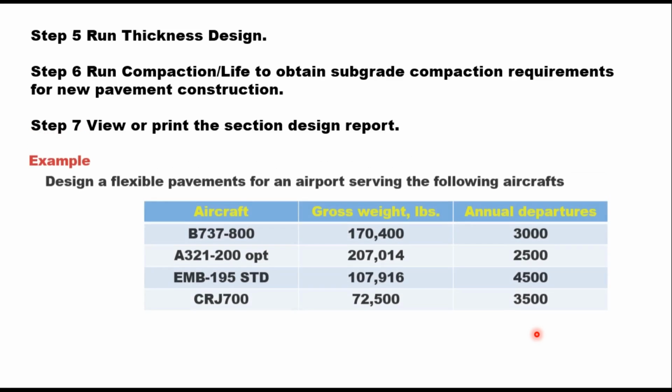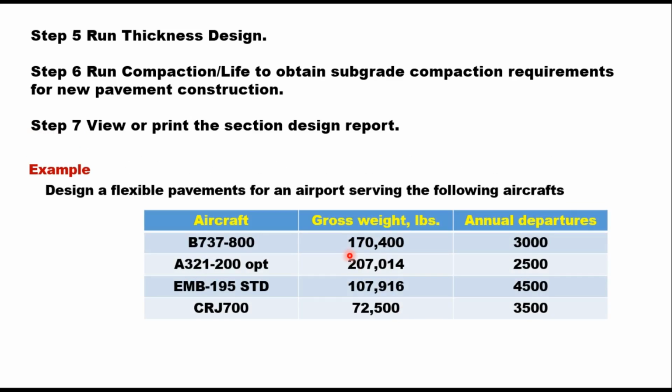An example is like this: design a flexible pavement for an airport serving the following aircraft: Boeing 737-800 with a gross weight of 170,000 pounds with the annual departures of 3,000. Similarly, Airbus 321-200 OPT, gross weight, departures. These are generic EMB 195 STD, CRJ 700. These are different types of aircraft with their gross weight and their number of departures. And let's assume that the CBR of subgrade soil is 5%.